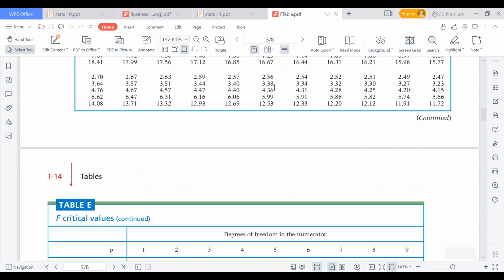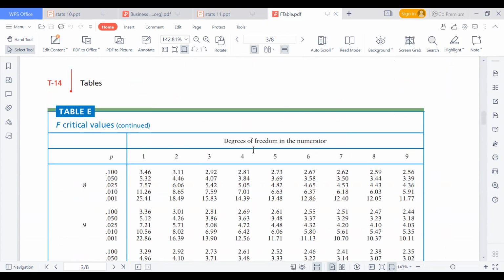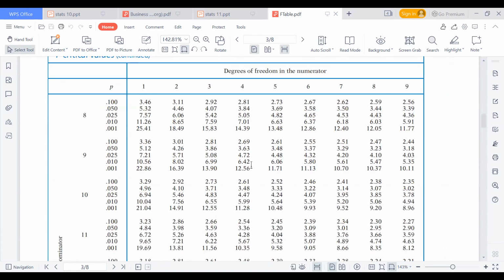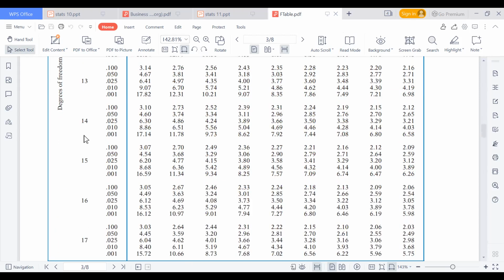Here, this page is repeated on the next page. So in this table, we have the degree of freedom in the numerator from 1 to 9, and the degree of freedom in the denominator from 8 to 16, right?